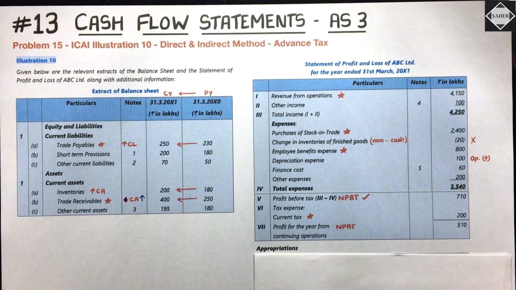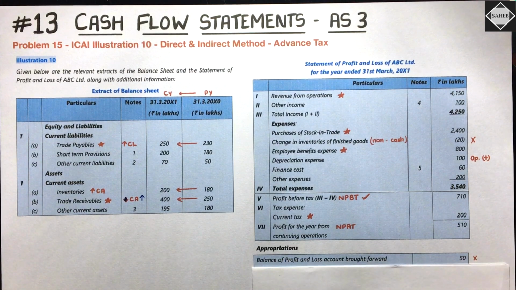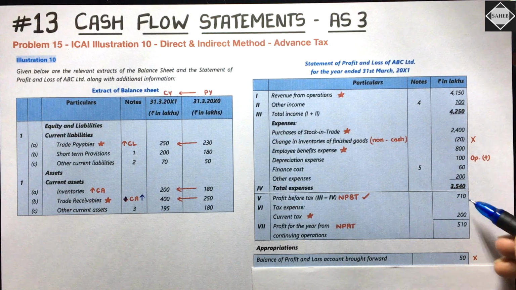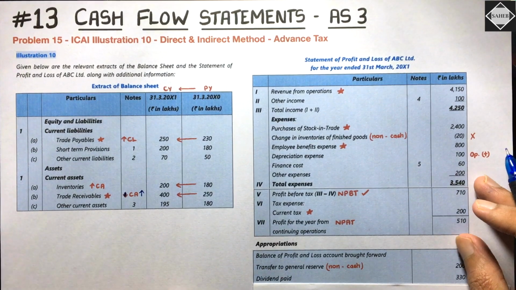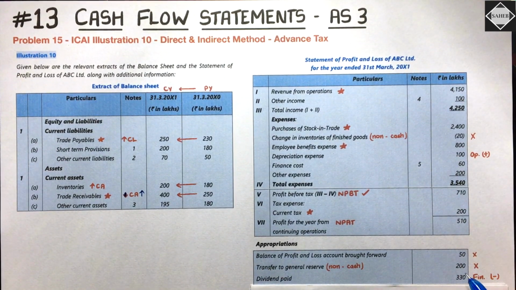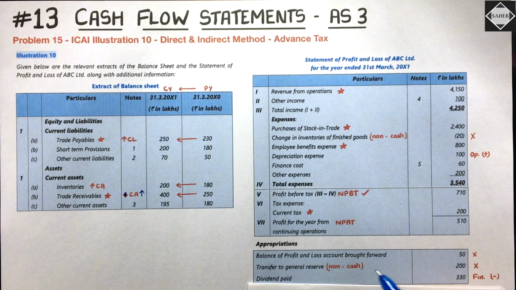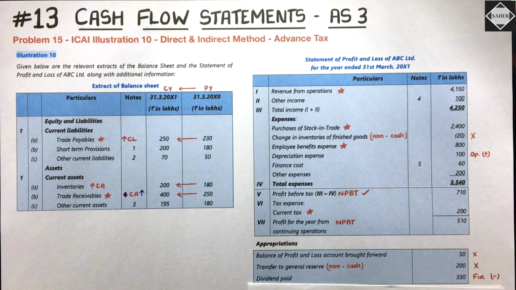Okay, all right. Then afterwards, see, they have given us appropriations, balance of profit and loss brought forward. Not important because we are starting from NPBT. Transfer to general reserve, again not important. These are the things that might have been considered if we would have started from retained earnings, right? But we are not starting from retained earnings, so just forget about that. Direct method also, indirect method also. In direct method, you never take it. In indirect method, you would have taken it if you would have started from retained earnings. But no, we are starting from NPBT.